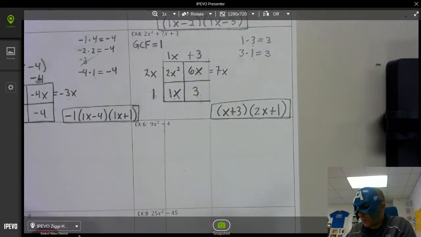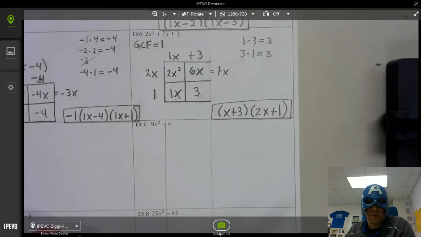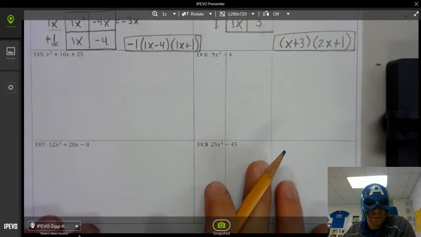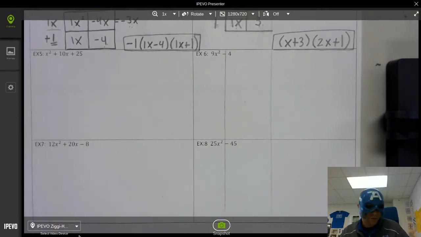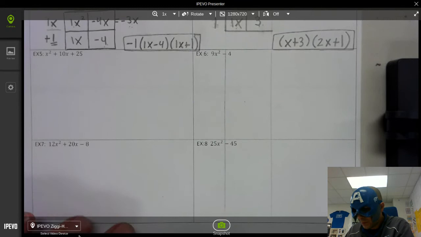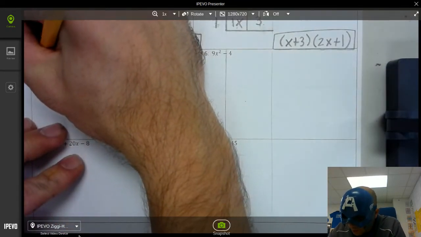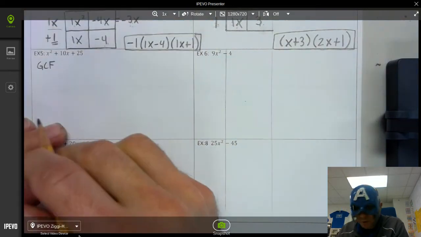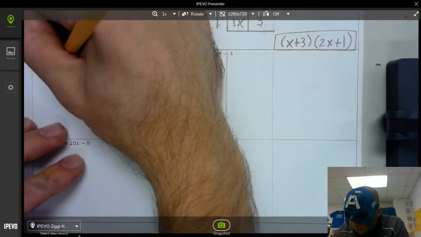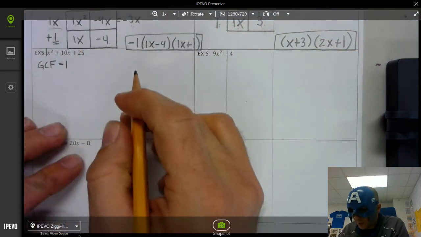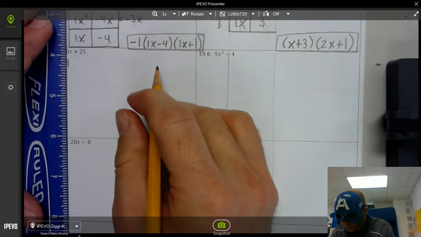Now you're probably, as you're working this, asking yourself, isn't factoring fun? And it is. It's a perfect assignment for Halloween because you're probably getting scared right now, and everyone likes scary things on Halloween. All right, so example 5. Greatest common factor. Well, the greatest common factor is 1 because the only thing we can divide out of each of these terms is 1. So now we factor, we're going to draw a box.